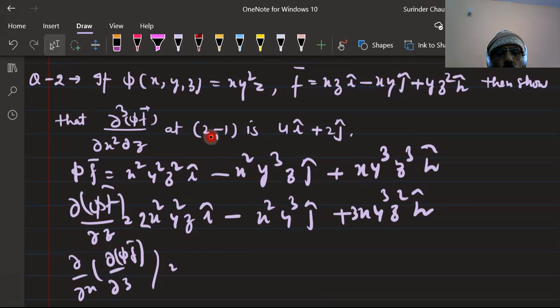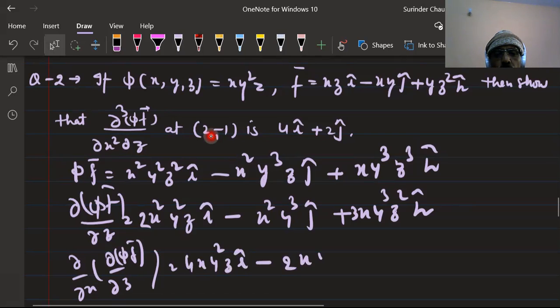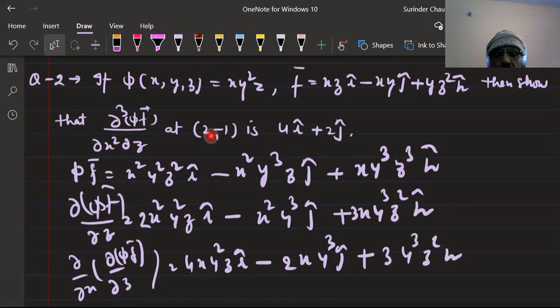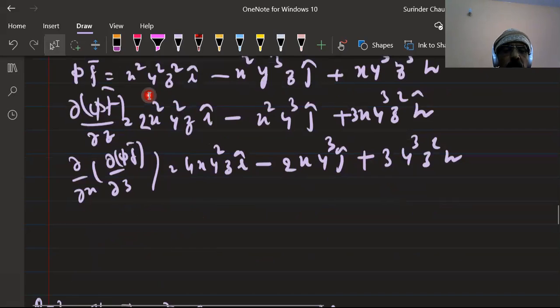This is equal to 4xy²z i minus 2xy³ j, plus 3y³z² k, where these are constants. Now again differentiate this with respect to x. You have to find the second order, so this will become the third order partial derivative of phi. This becomes second order.